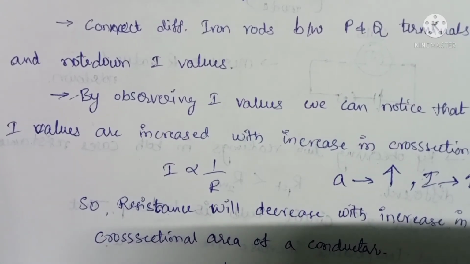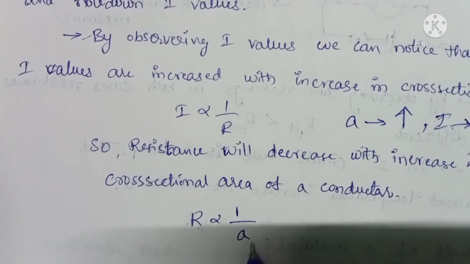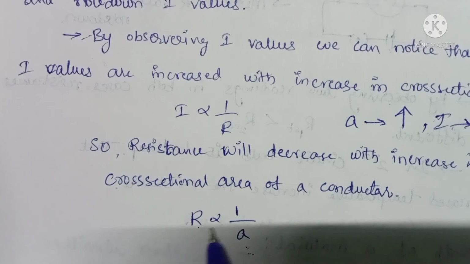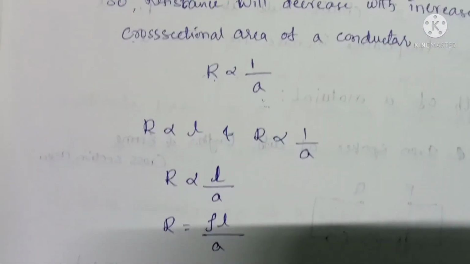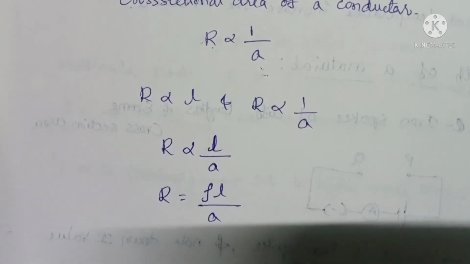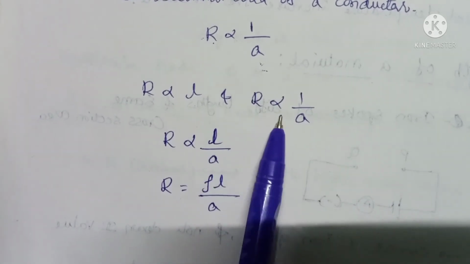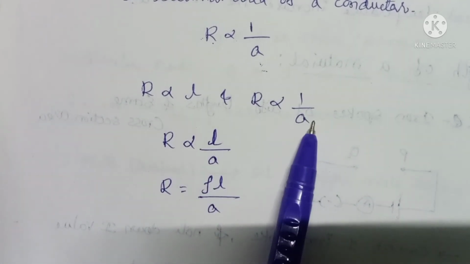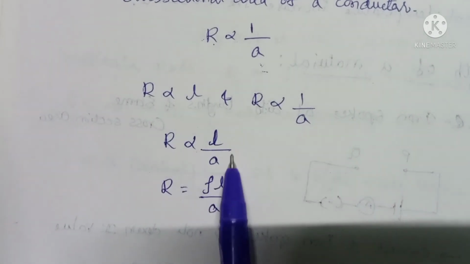So resistance is inversely proportional to cross-sectional area. R is directly proportional to 1 by A, or R is inversely proportional to A. So finally, we can say that the resistance of a conductor is directly proportional to its length and inversely proportional to its cross-sectional area. So R is directly proportional to L by A.